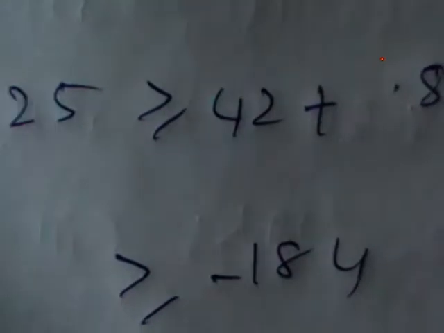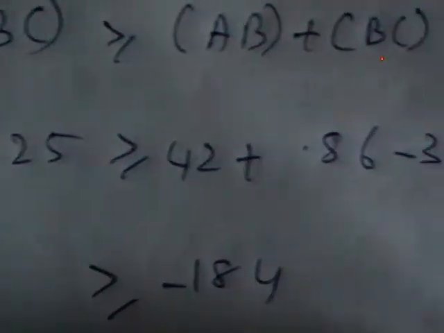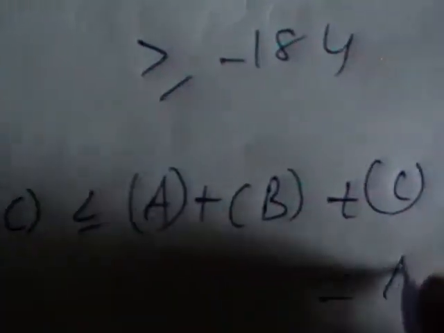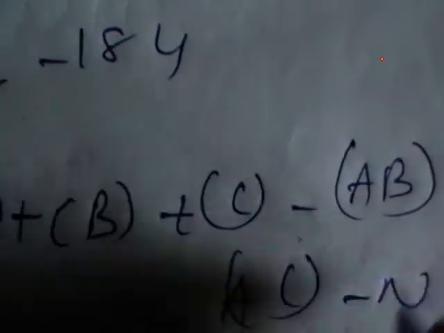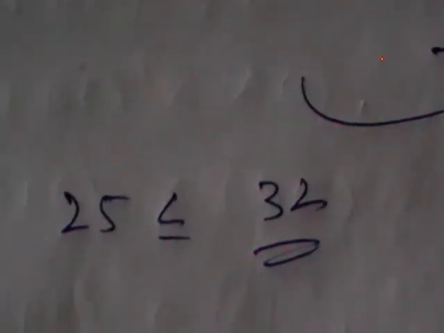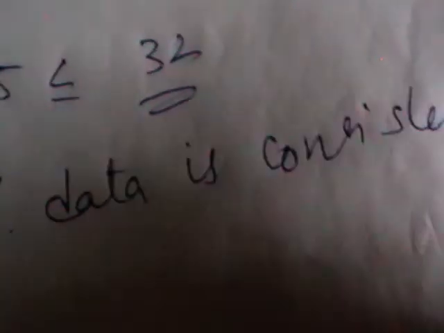Better you check the last condition within the same one. ABC less than or equal to A plus B plus C minus AB minus BC minus AC minus N. Put all the values, and here also we observe that 25 is less than or equal to 32 on simplifying. Since the data given to you satisfies all the 8 conditions, we can conclude that the given data is consistent. Okay, thank you.